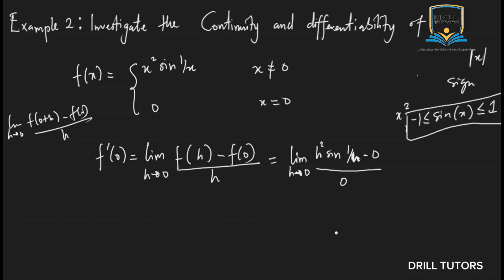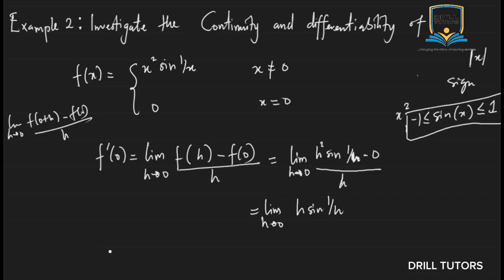Now what we have here, sorry, it should be over h, not 0. Alright, now what we have here is the same thing as the limit as h tends to 0 of h sine 1 over h. Do you understand? Because this h will divide the h squared here. Now the question is, what is the limit as h tends to 0 of h sine 1 over h?